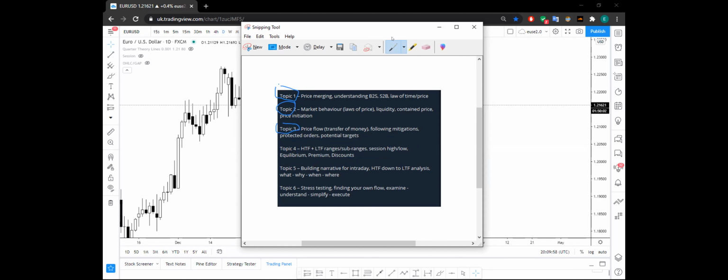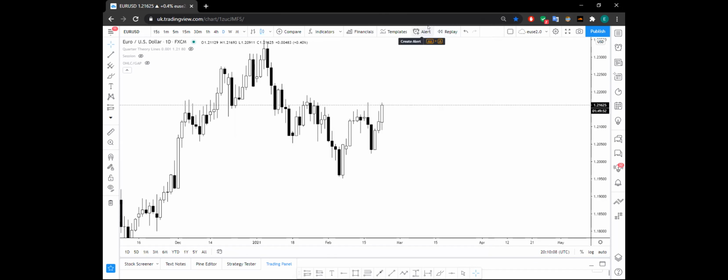The question is, what is a range? What do we personally see? What do we consider a range, and how do we see a range? So for us, we keep it simple.